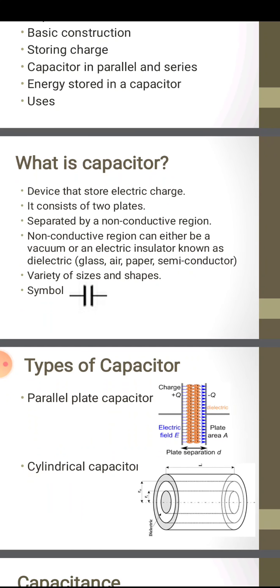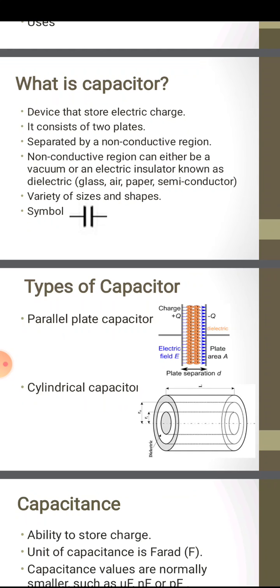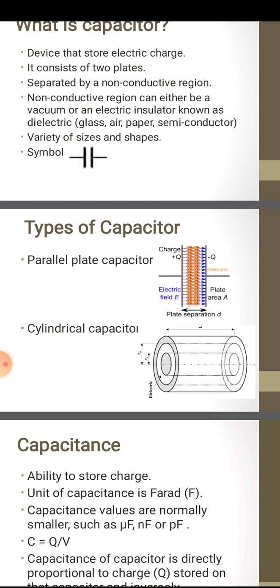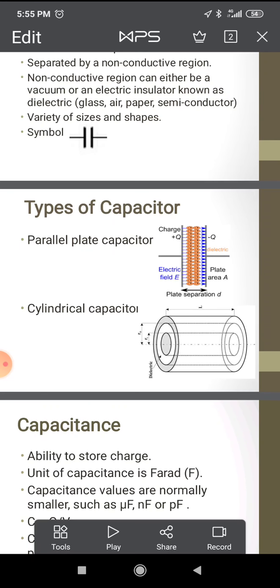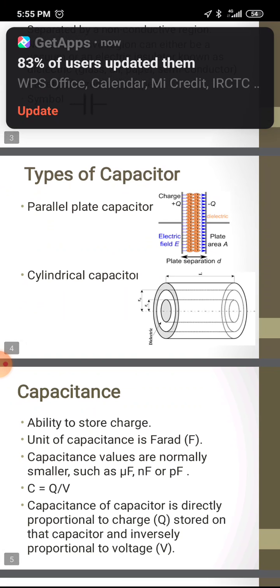It consists of two plates which are separated by a non-conductive region, or in the region between the two plates some dielectric medium can be placed. We have a variety of sizes and shapes of capacitors. Symbolically, it is given by two parallel lines. And if you want to have a variable capacitor, these parallel lines are crossed with an arrow put crosswise on these two parallel lines. In the types of capacitor, we have parallel plate capacitor, spherical capacitor, cylindrical capacitor.